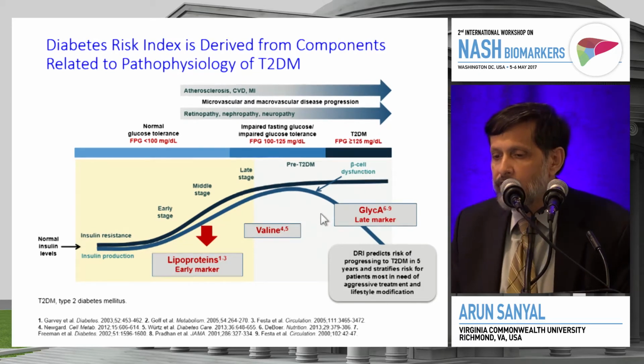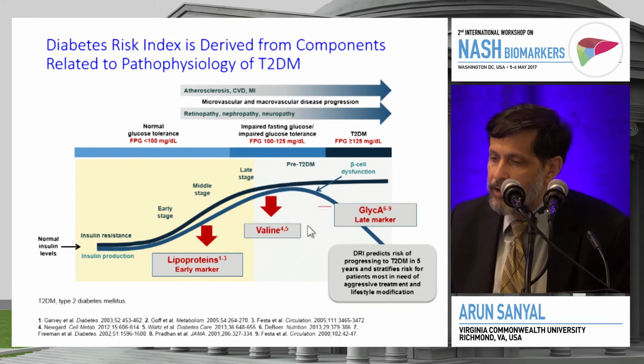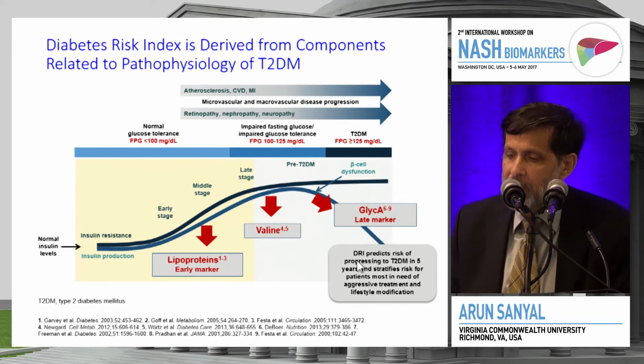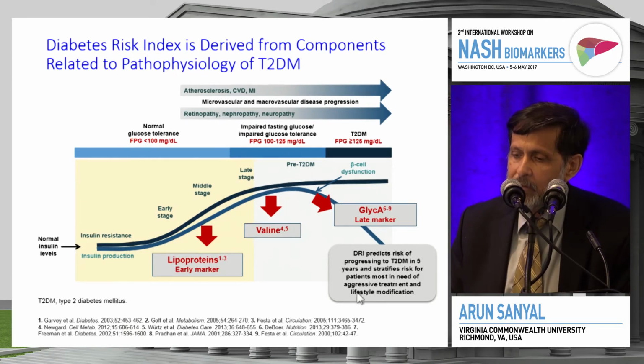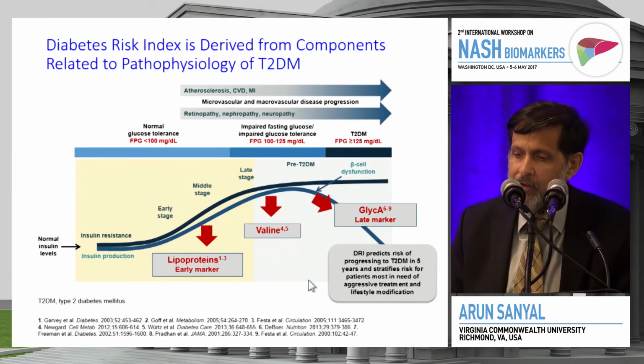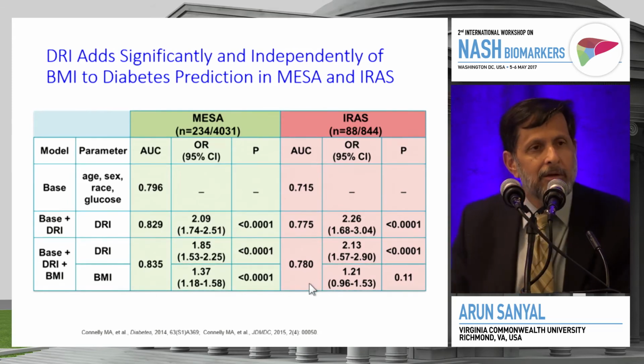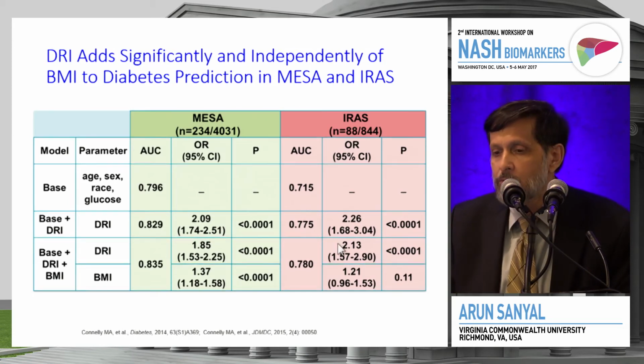So if you actually look at all of these together, what you find over here is that by combining these, you get a diabetes risk score, which predicts the risk of progressing to diabetes and can stratify the risk of patients most in need of aggressive preventive therapeutics. Well, you said, great. Is there any real data that you're going to show me that it works?